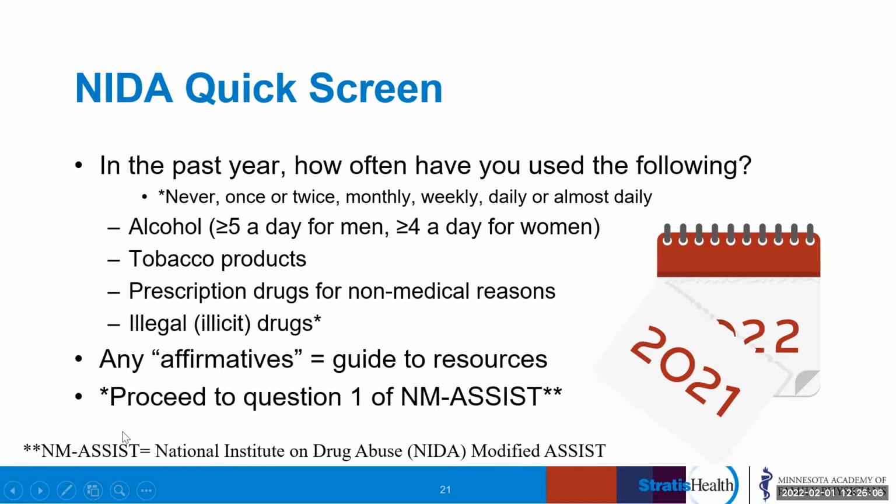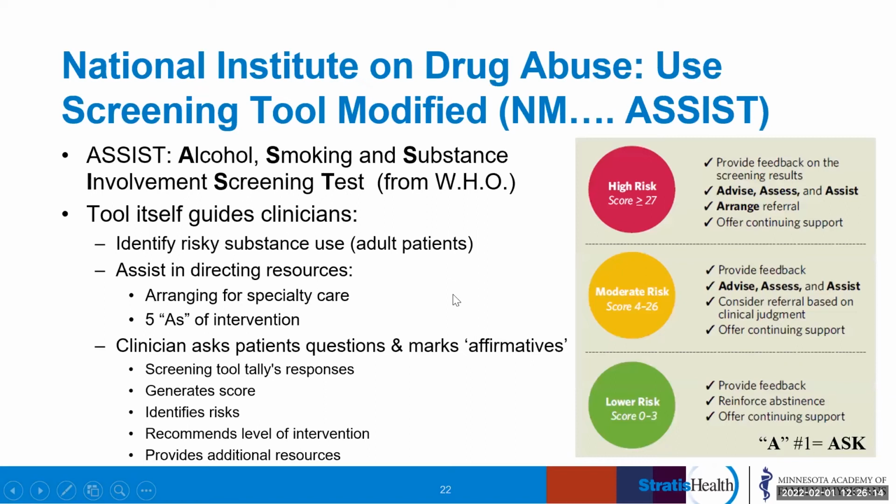If there's more, then you proceed to the NM ASSIST, which is just the modified NIDA screen, which is right here. What ASSIST stands for is the Alcohol, Smoking and Substance Involvement Screening Test. This was modified from the original ASSIST, which was a World Health Organization tool. And so it really helps guide clinicians. Typically it's on some type of electronic format, and based on how patients answer all these questions, that looks like the last page, it actually calculates it for you.